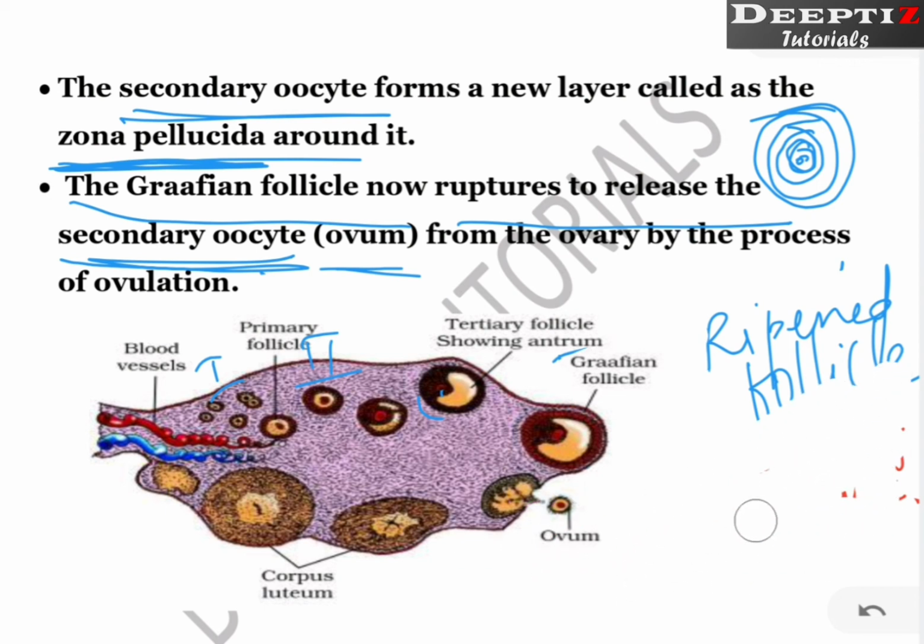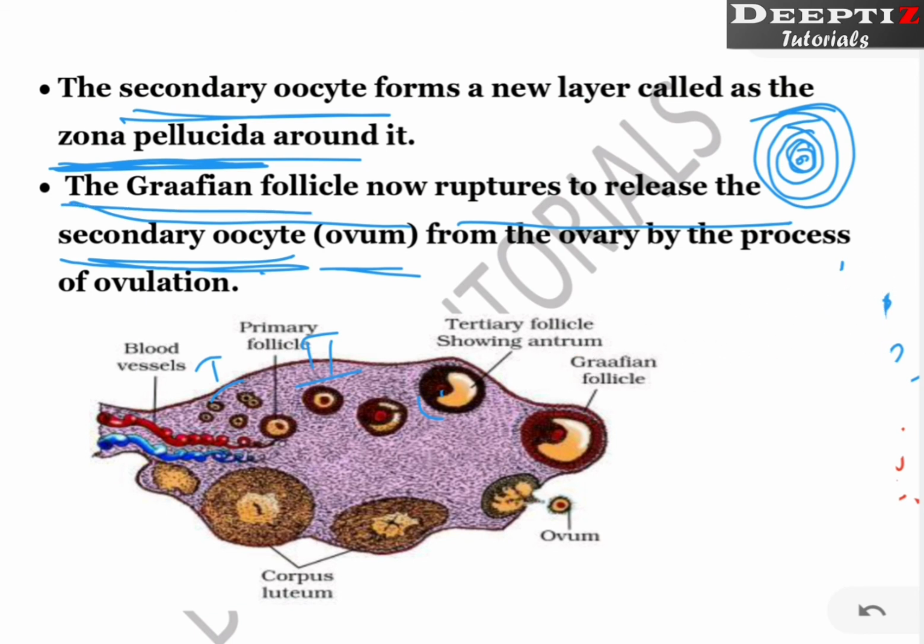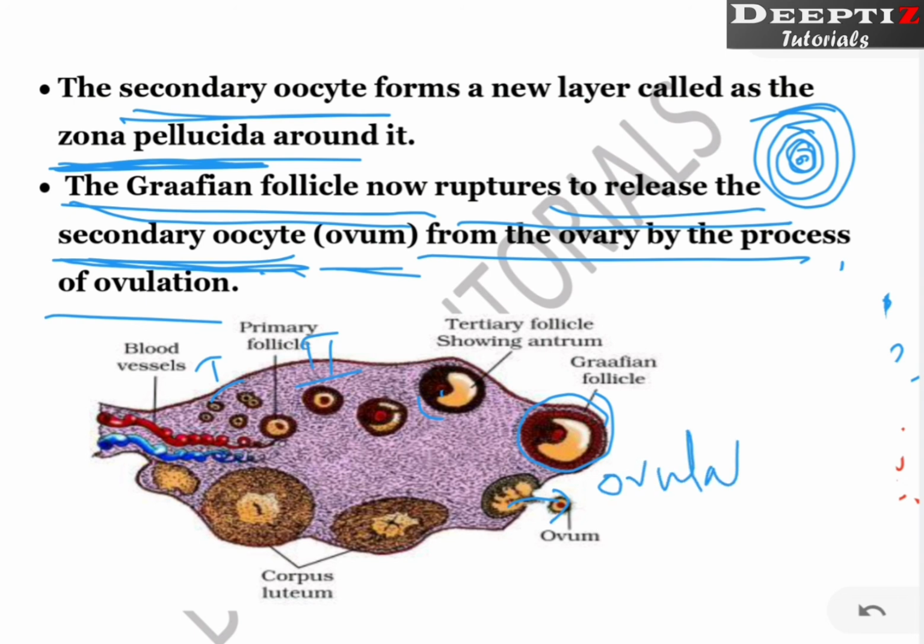Now you know the difference between ovum and secondary oocyte, right? The secondary oocyte can be called an ovum only if it encounters the sperm. Now the completely developed Graafian follicle ruptures to release the secondary oocyte from the ovary by the process of ovulation. So this releasing of the secondary oocyte is termed ovulation.